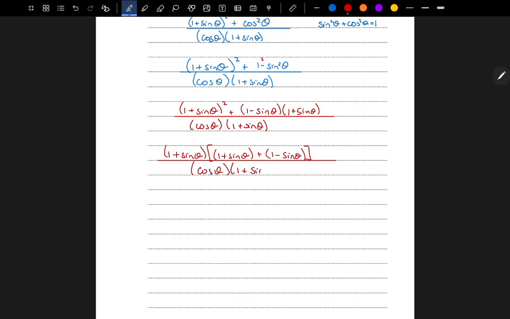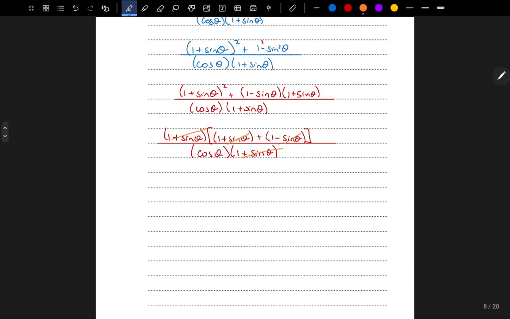1 plus sine theta. Now we can see that we have 1 plus sine theta and 1 plus sine theta separated, so we can just cancel these two out together. We can also see that we have sine theta over here and we have negative sine theta over here, which can also be cancelled out. This will leave us with 1 plus 1, which will be equals to 2 upon cos theta, solving our identity.